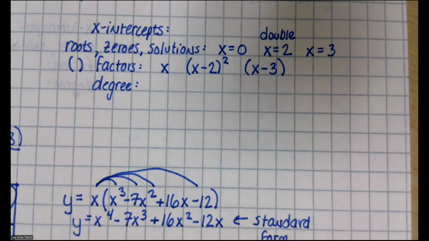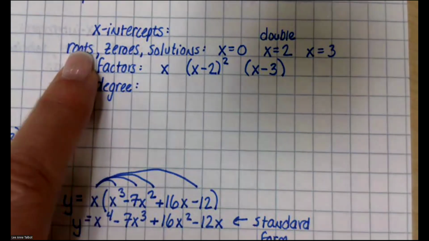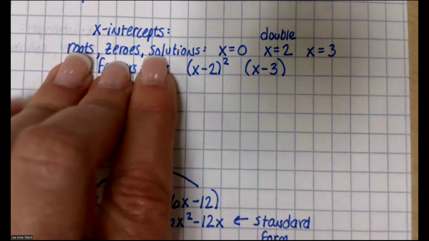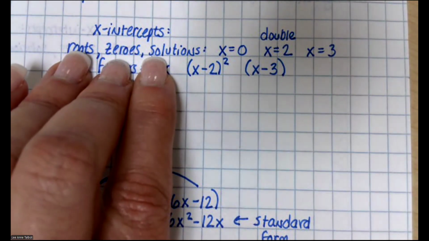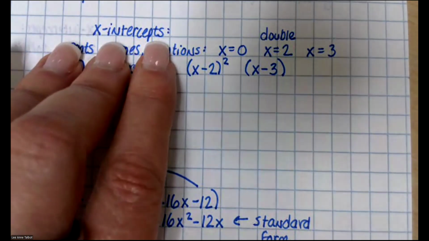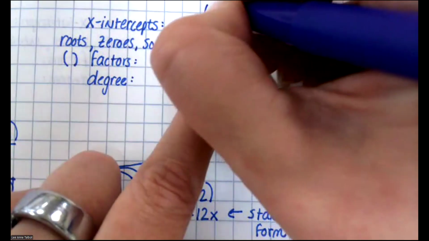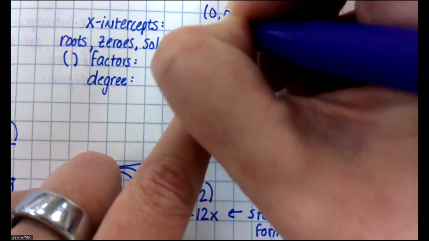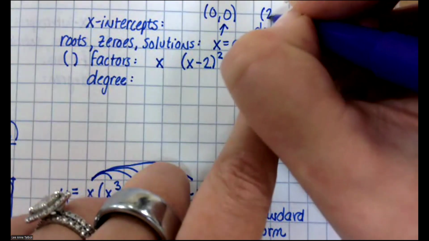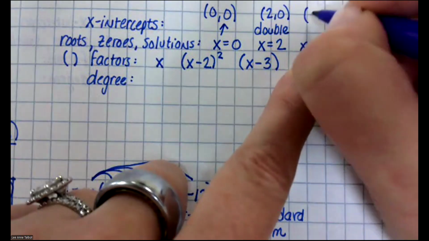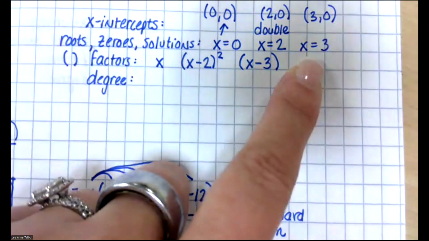Do you guys know where I got those from? Zero product property, like when you diamond and box and then your answer. Okay, those are roots, zeros, or solutions. So you can use all 3 of those words for the same thing interchangeably. X-intercepts is very specific. Those are coordinates. This is 0, 0, 2, 0, and 3, 0.